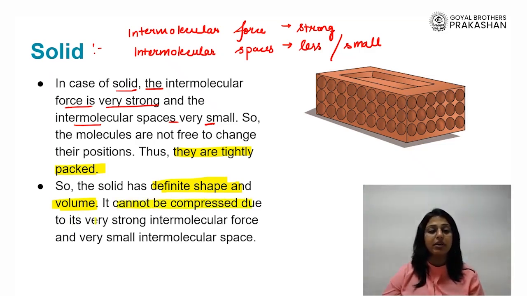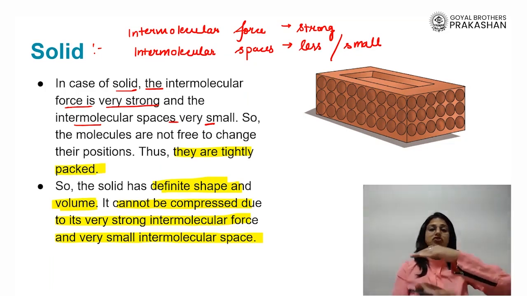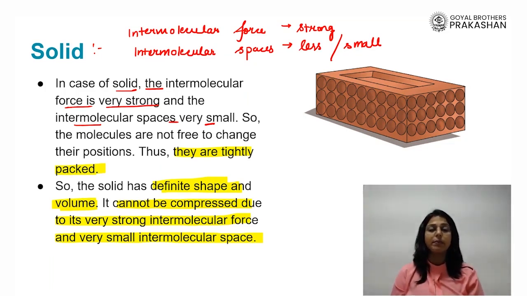Moreover, it cannot be compressed due to its very strong intermolecular force and very small intermolecular space. Compressed means changing the shape on pressing or applying pressure. Now, if I apply pressure on the table, it does not change its shape. Why is it so? Because there is no space where the molecules can shift here and there, changing the shape. It keeps its shape rigid. That is how we get solids.